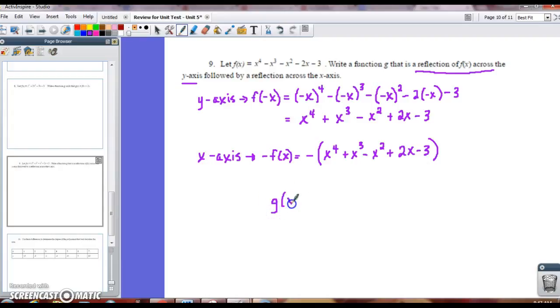It said to use g of x as our new function, and now I'm just going to distribute that negative. So I have negative x to the fourth minus x to the third plus x squared minus 2x plus 3. So all I did was distribute that negative, and that's my final answer for that one. Just make sure you're aware of the two different things depending on which axis you're reflecting over.